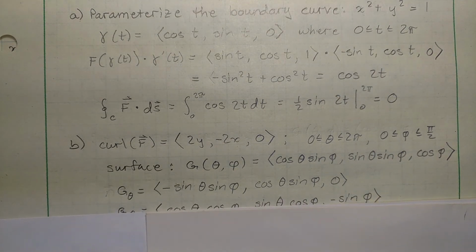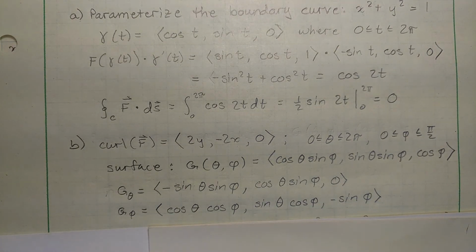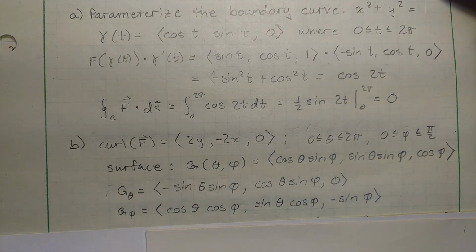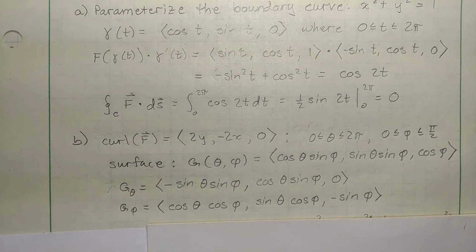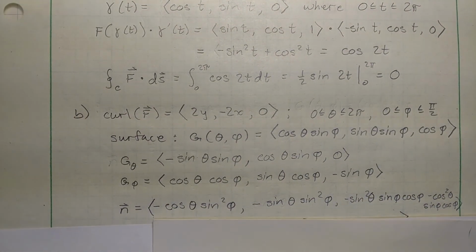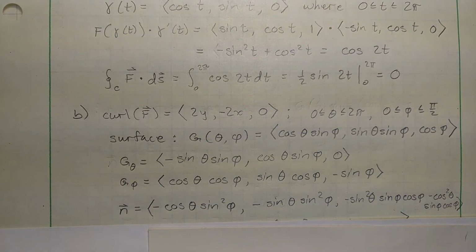And then we take our partial with respect to phi, and we get cosine theta cosine phi, sine theta cosine phi, and negative sine of phi. Then we need to go and take our cross product. So taking our cross product, we get this mess.